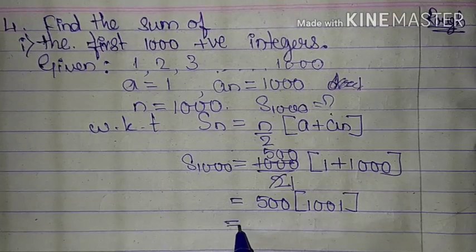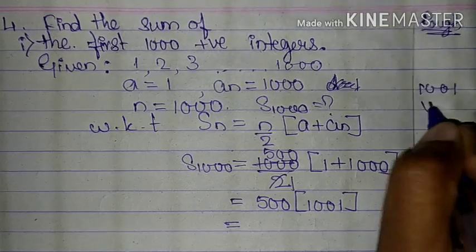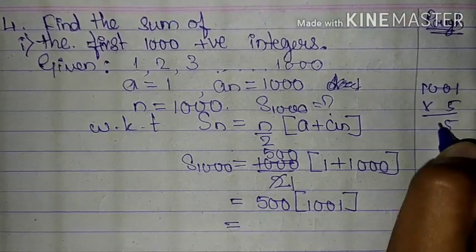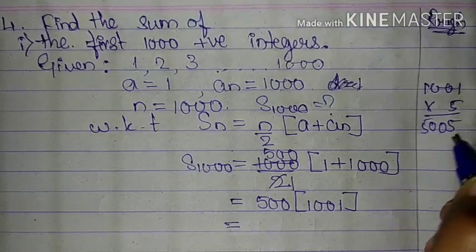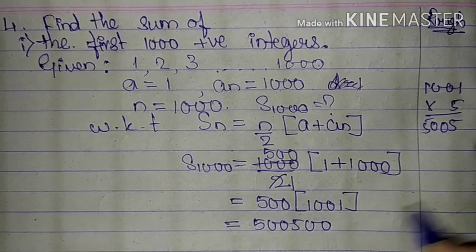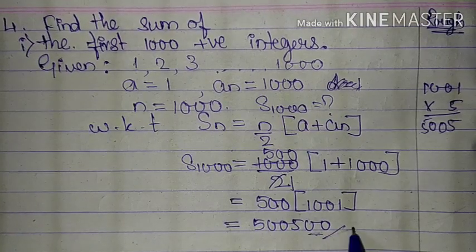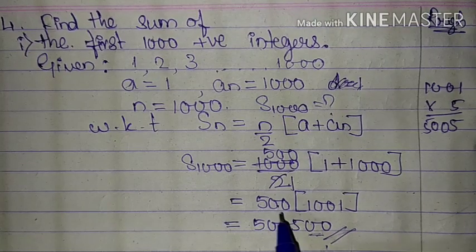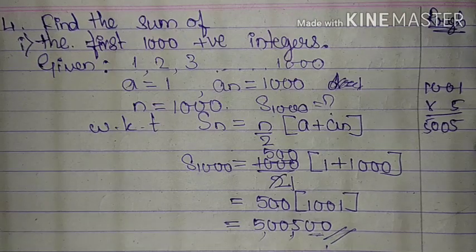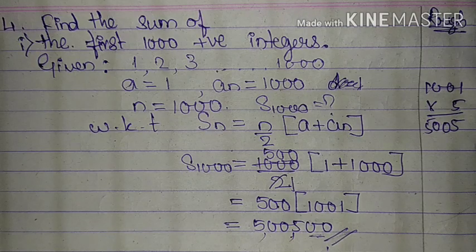So after you multiply 1001 into 5, we get 5005. So 500500, because I multiplied it by 5 here, not 500. So I'll add extra 2 zeros. So our answer is 500,500. So the sum of first 1000 positive integers is 500,500.